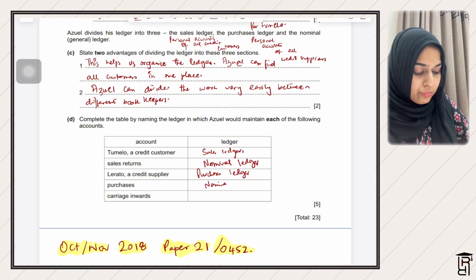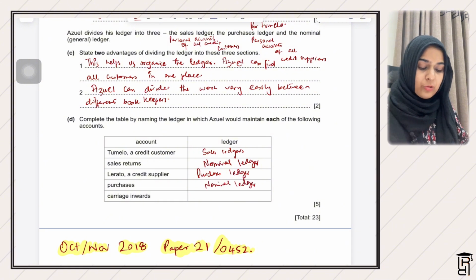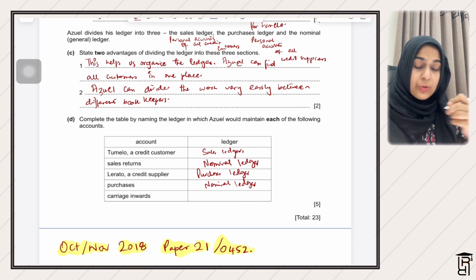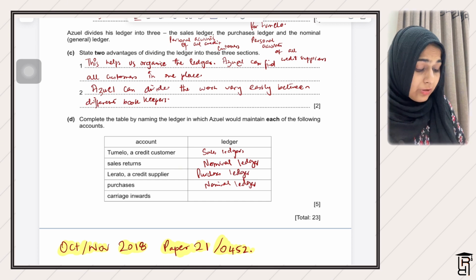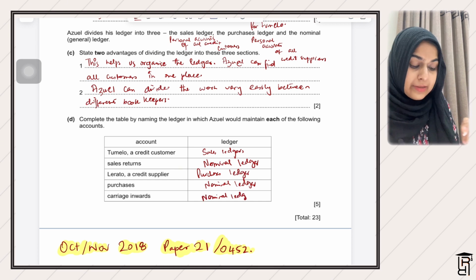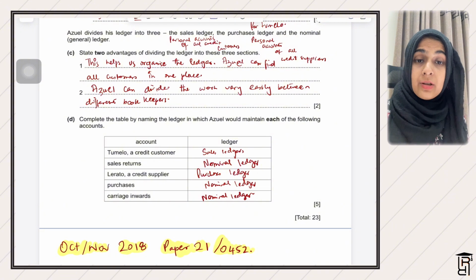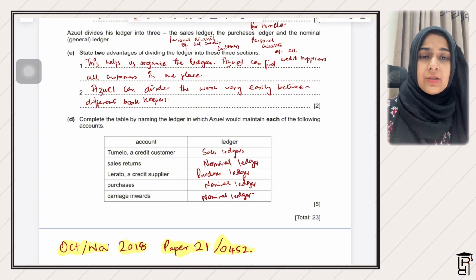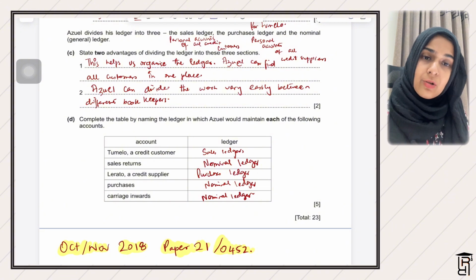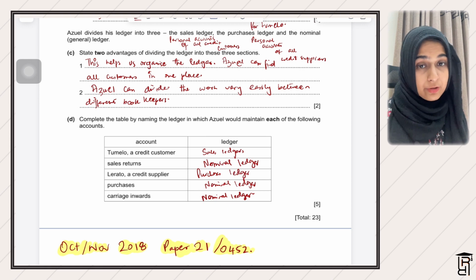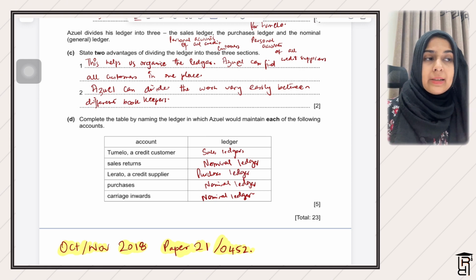Like I told you, purchases account goes in the nominal ledger. Carriage inwards is an expense. Expense accounts will also be in the nominal ledger. You should also know that the nominal ledger is also called the general ledger. So when someone says general ledger, please don't get confused. There are two names: general ledger, also called nominal ledger.